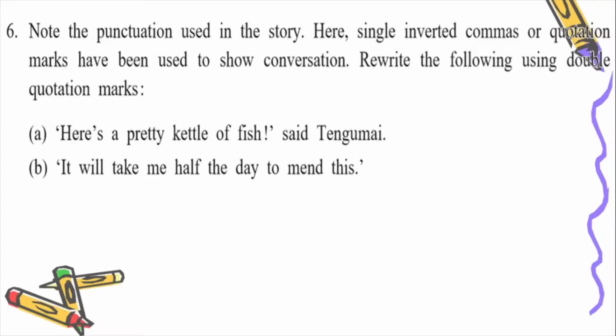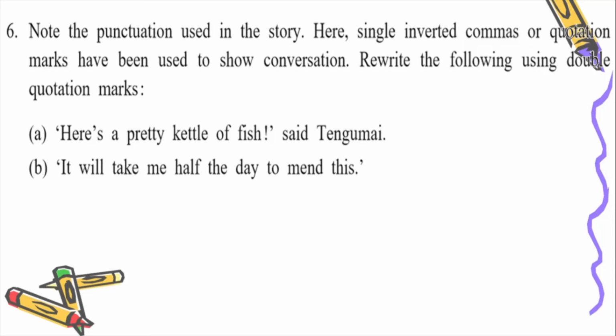Now I told you there is an exercise where we are supposed to make use of this punctuation. So note the punctuation used in the story. Here, single inverted commas or quotation marks have been used to show conversation. Rewrite the following using double quotation marks. So everywhere here, single inverted commas have been used. What are you supposed to do? You are just supposed to convert it into double quotation marks or double inverted commas.